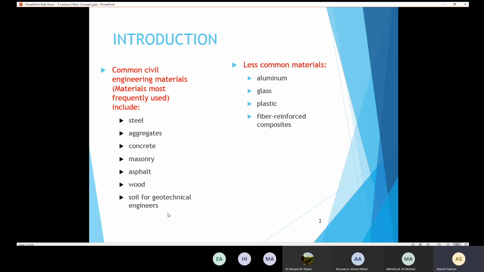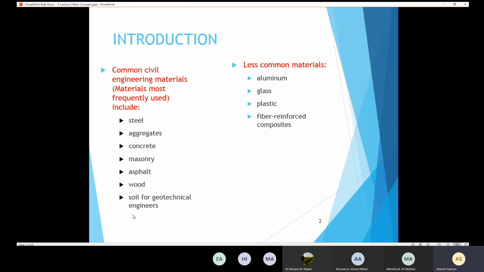We have lesser materials. We are not going to use those materials a lot, not like the materials here, like the aluminum. We are not going to use the aluminum a lot in civil engineering. Actually, the aluminum could be used to manufacture cars and airplanes, but we are not going to see the aluminum a lot. Maybe if you are going to manufacture a door or a window, something like that. That is why they are the less common materials. Also the glass and the plastic and the fiber reinforced composite.